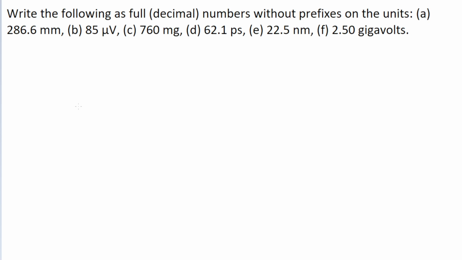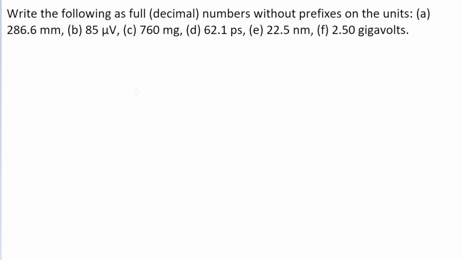Hello everyone! In this problem, we're given a number of different measurements that each have units with a unit prefix attached to them. So our units are not in meters, but in millimeters or nanometers. Not volts, but gigavolts. So each unit has some modifying prefix attached to it. This problem is asking us to take each of these measurements and rewrite them without the prefix on the unit, so that it is full length as a full decimal number.